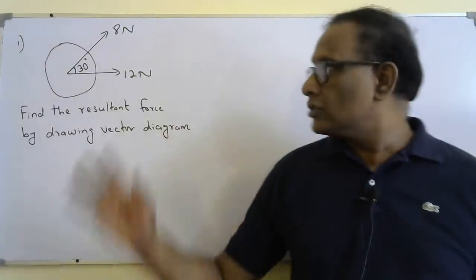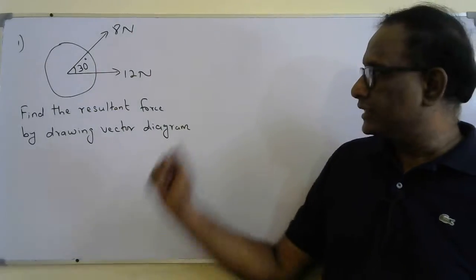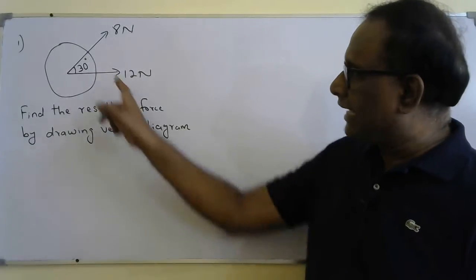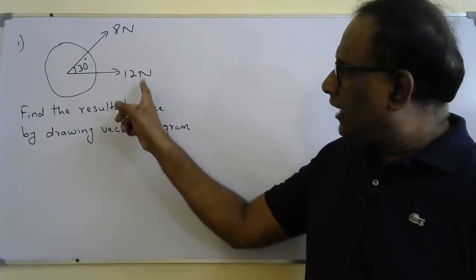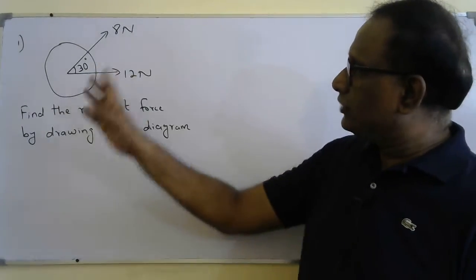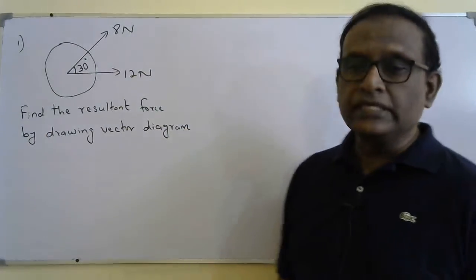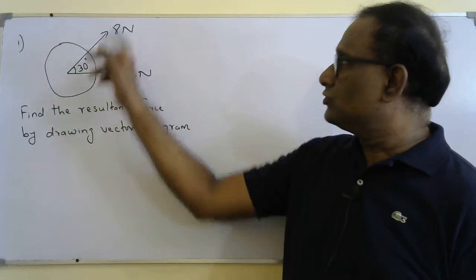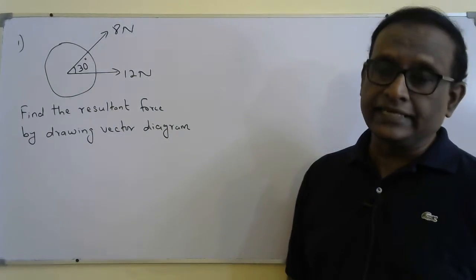Okay, so this could be the first question. Two forces, 12 Newton and 8 Newton, are acting at an angle of 30 degrees between them. 12 Newton is a horizontal force, and 8 Newton makes an angle of 30 degrees with the 12 Newton. We need to find the resultant force of these two forces by drawing a vector diagram.